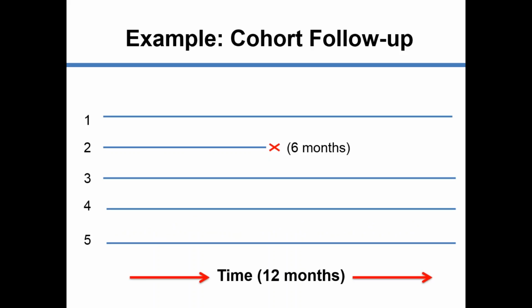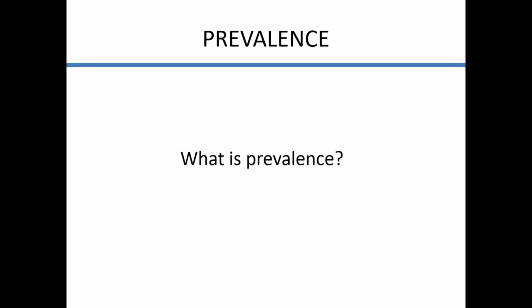This person number 2 counted 6 months because they got the outcome after 6 months. What if they got the outcome after 1 month? They would only be able to count 1 month of person time, or 11 months. Now the risk doesn't change. It doesn't care when that person got their outcome. It's still going to be 1 divided by 5. But the rate does care when they got the outcome.